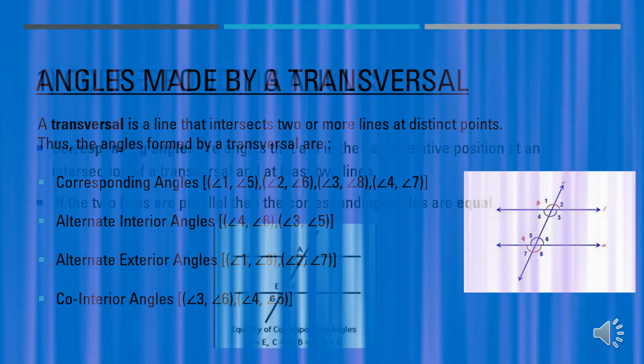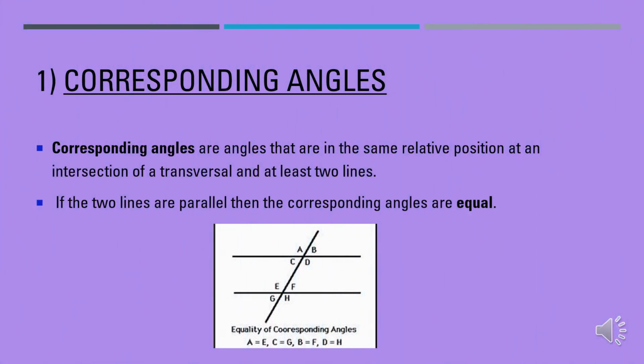Corresponding angles. Now corresponding angles are the angles which are in the relative position at the intersection of a transversal. Now as you can see, angle B and angle F, angle A and angle E, angle C and angle G, and angle D and angle H are corresponding angles. Now if the lines are parallel, then the corresponding angles will be equal.